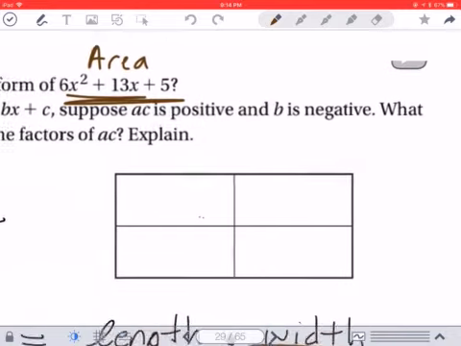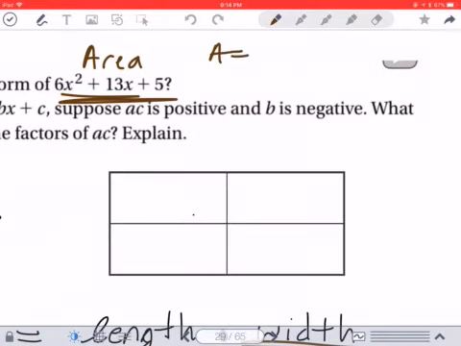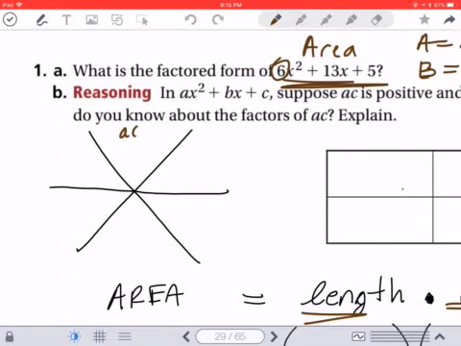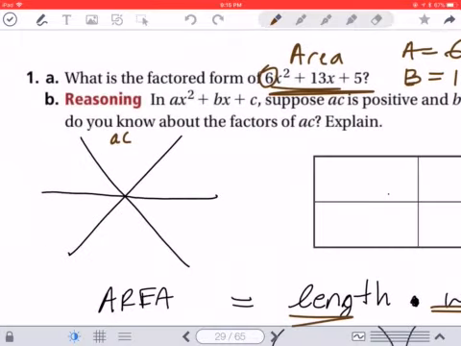So I'm going to list all of my values here. I know my a value is going to be 6 right here. My b value is going to be 13. The b kind of looks like a 13. And my c value is going to be 5. Okay, so I'm going to do a times c. A times c is going to be 6 times 5, that's 30. My b value is 13. I'm going to write 6x right here and 6x right here. Okay, if you look back at the previous example, it's ax and ax.